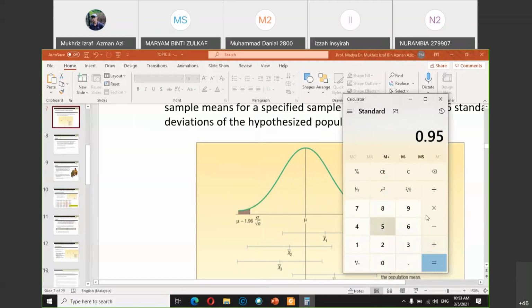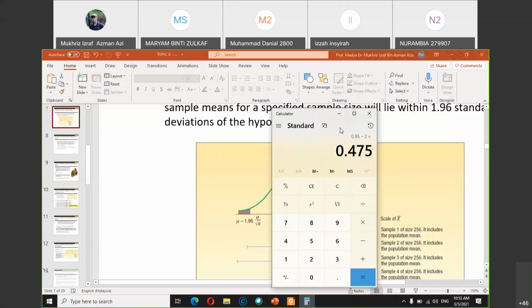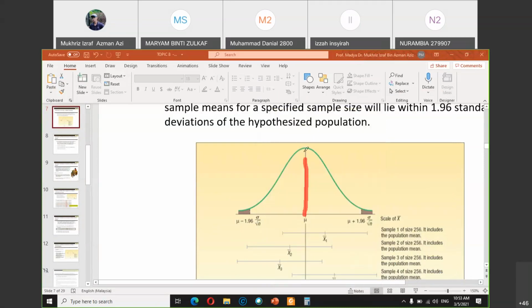Okay, divide by 2. So that will give you 0.475. Okay, so 0.475 is the area between this and this. So one part of the graph is 0.475. So when you want to calculate 95% CI, 95% CI means the area under the curve between the lower boundary and also the upper boundary.